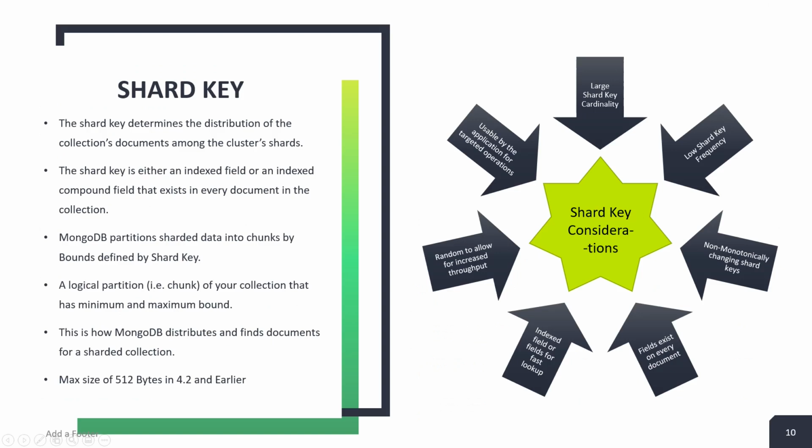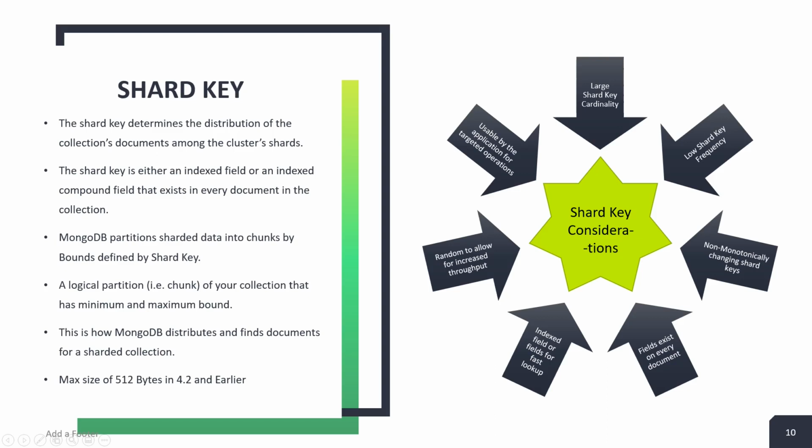Now let's look at the shard key. The shard key is a very basic one that comes as part of your design itself, because the sharding is designed based on the shard key. The shard key determines the distribution of the collection's documents among multiple cluster shards. The shard key can be created either on an indexed field or on multiple fields, present in every document of the particular collection.